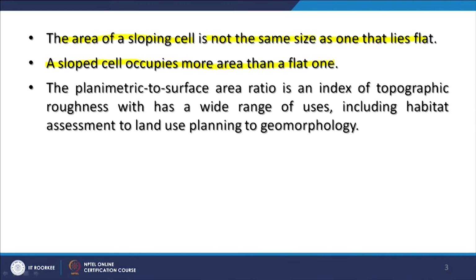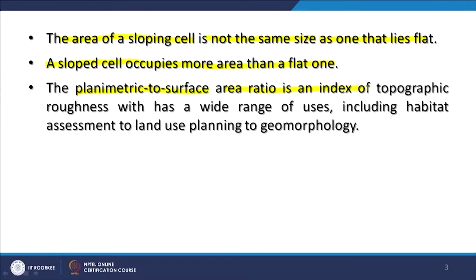So, we can give a new term. When we say flat, it means we are talking about a planimetric surface, and planimetric surface means we are talking about a flat surface in a horizontal plane, whereas when we say surface, we are talking about an inclined surface.